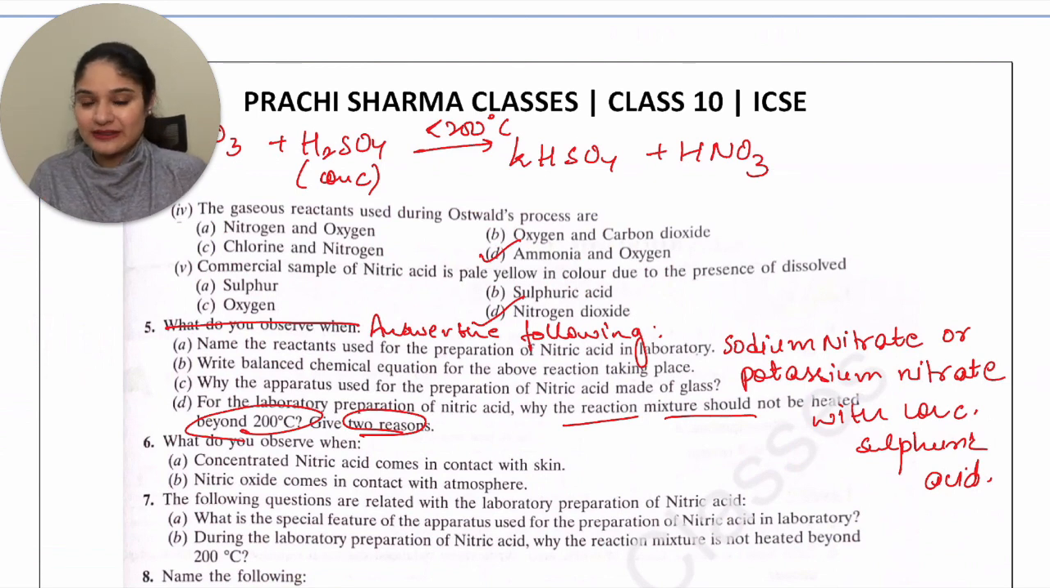The second reason is that since we are producing nitric acid and the temperature starts to exceed 200, nitric acid, instead of getting produced or getting stored in the apparatus, would start decomposing itself due to the high temperature. So we do not want a decomposed nitric acid compound. We want nitric acid as a combined compound. So we will maintain the temperature below 200 degrees Celsius. Since I don't have enough space, I'm just going to discuss these answers and write them at the end.